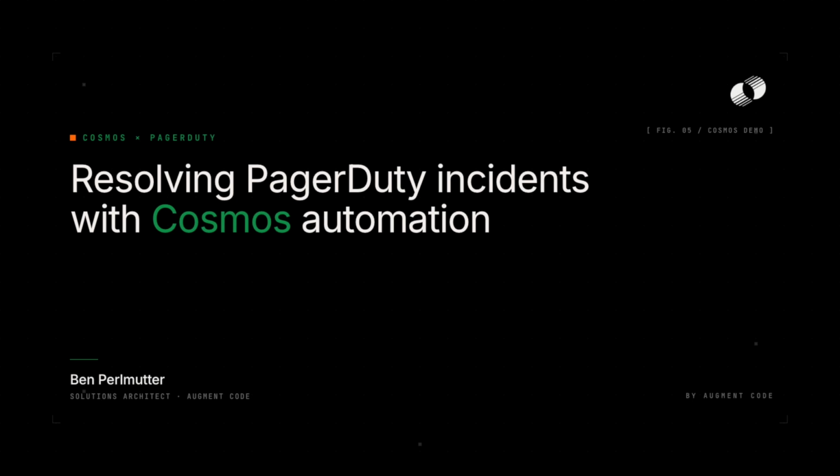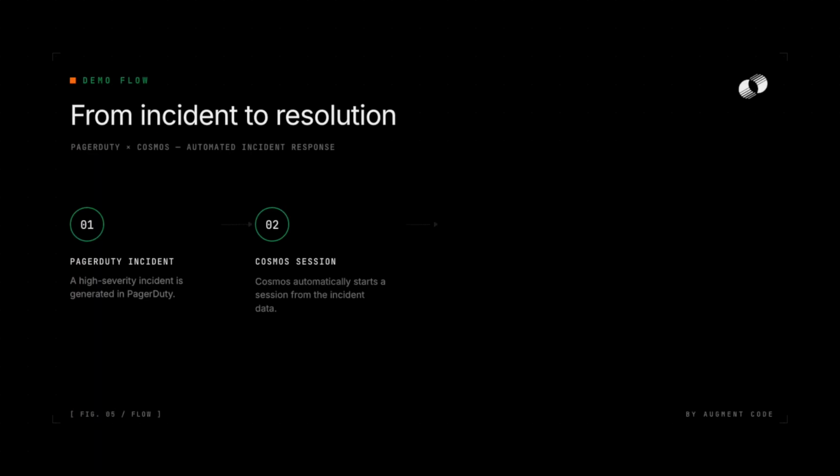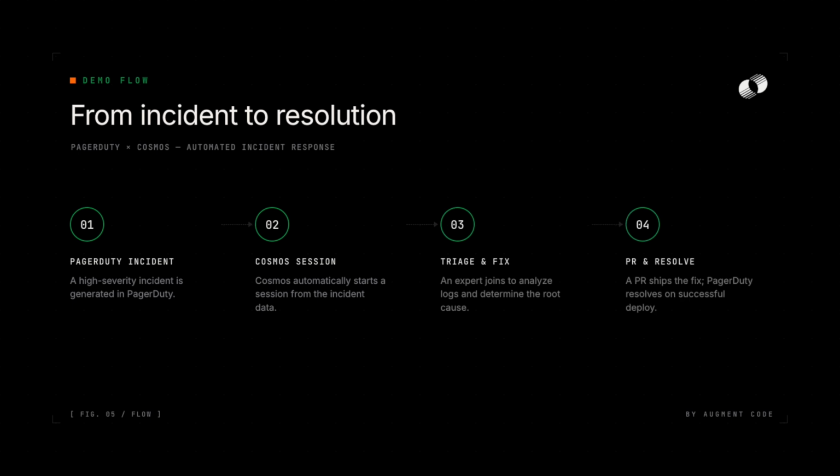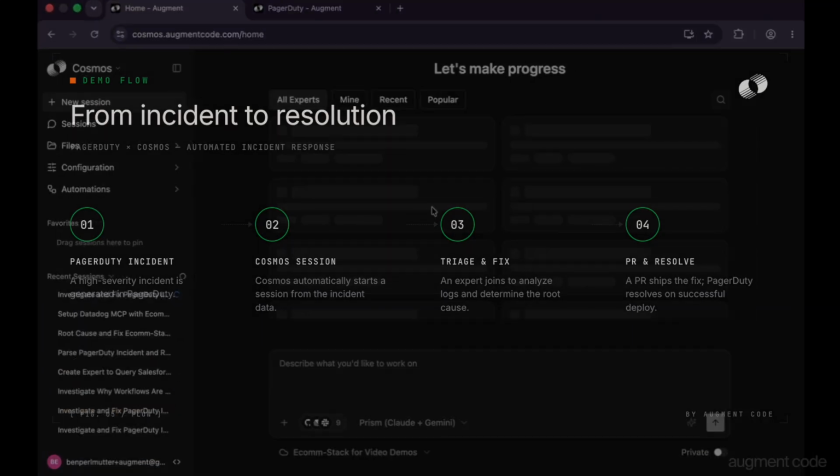Hello, today we're going to show a demo of how PagerDuty and Cosmos can work together to resolve an incident in our production system. Specifically, we're going to show a demo that looks like this, where we have a PagerDuty incident that triggers. This will flow into Cosmos, start a session with an expert that will both triage the incident, identify a fix, and then publish a PR to GitHub to resolve the issue. So let's take a look at what it looks like in Cosmos.